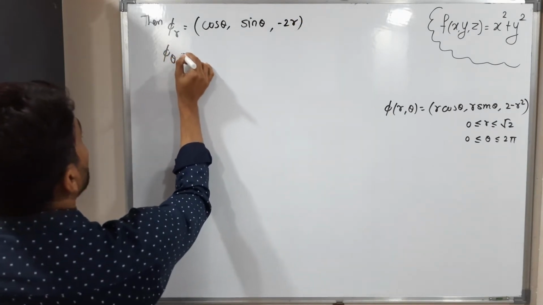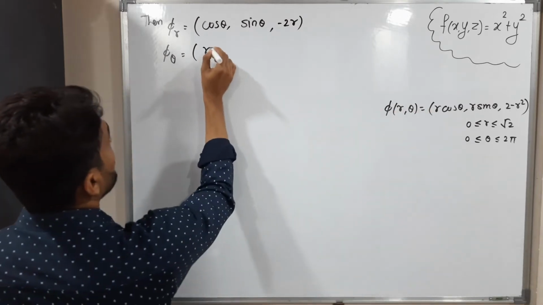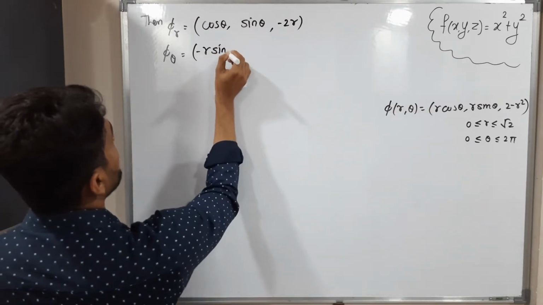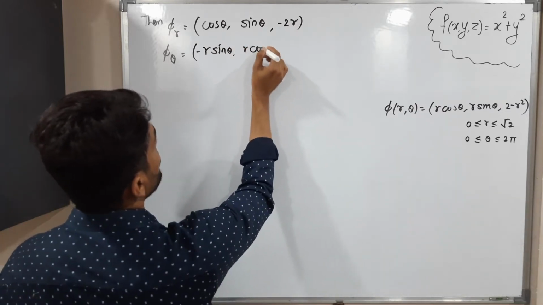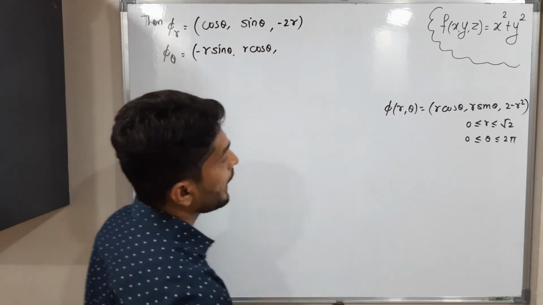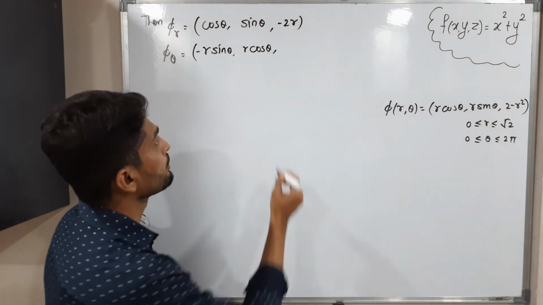Let us find the derivative of phi with respect to theta. This time r is constant. The derivative of cos theta is minus sin theta, r is constant again. The derivative of sin theta is cos theta, right? And see, there is no theta, so the entire term is constant, the derivative will be 0.